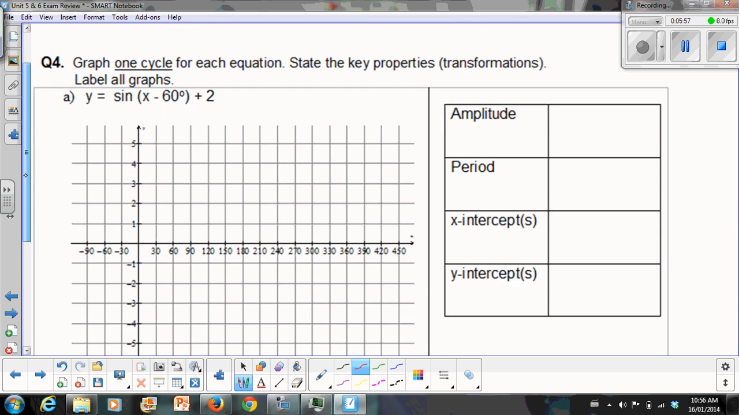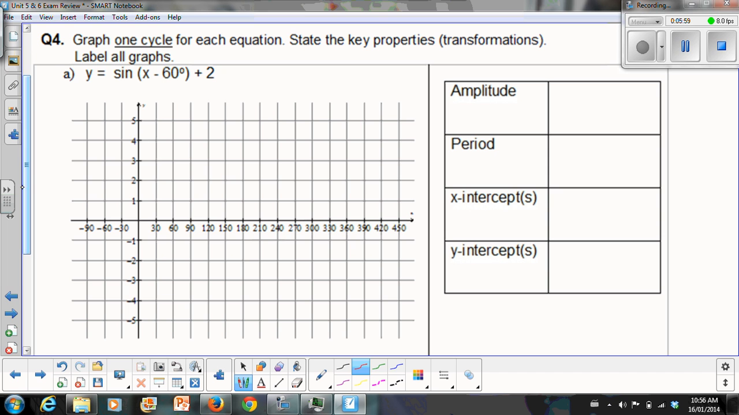The last part of this unit was graphing trig functions, and we used transformations. So if it helps, you can draw the original sine function, which starts at 0, 0. It maxes at 90 degrees to 1. At 180, it crosses 0. At 270, it's down at negative 1. And at 360, it's back at 0.